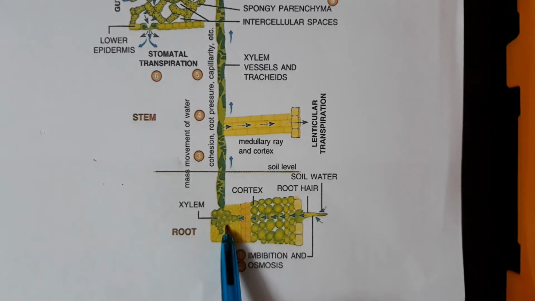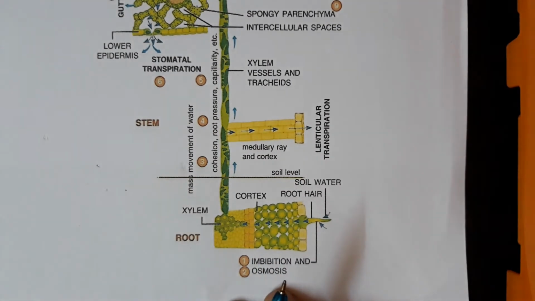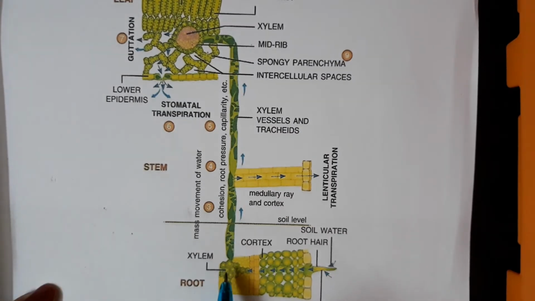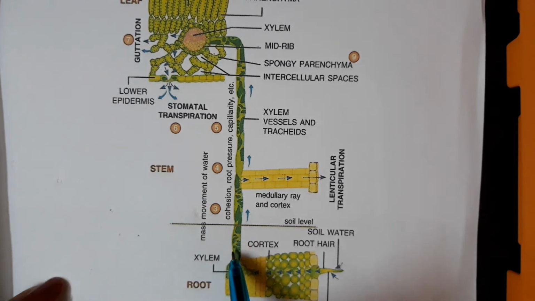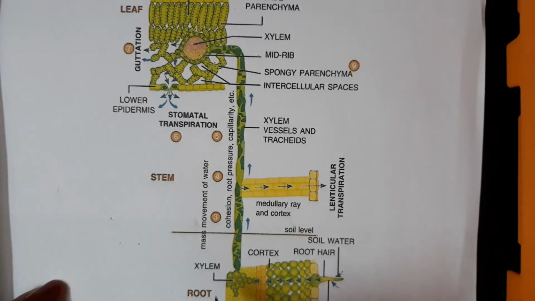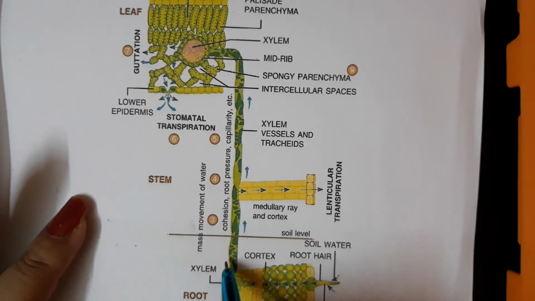xylem vessels. Now the turgidity acquired by each cell in this process also helps push water upward through the xylem vessels. When the water reaches the xylem vessels, they are responsible for conducting the water throughout the plant, and it leads to the ascent of sap.